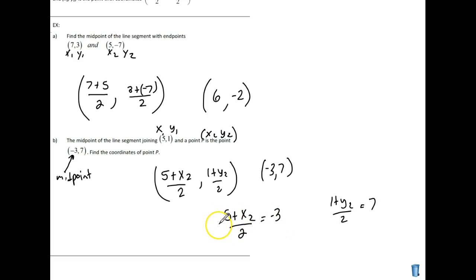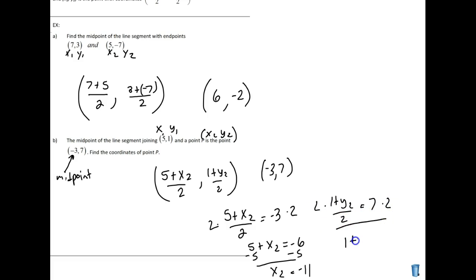All right, so how do I solve for this? Well, I'm going to multiply by 2 on both sides. So I get 5 plus my x2, and that equals negative 6. So then just go ahead and subtract my 5 from both sides, and I get my x2 equals negative 11. Similarly, I'm going to multiply by 2 on both sides here, and I get 1 plus my y2 equals 14. And then subtract 1 from both sides, and you get y2 equals 13.